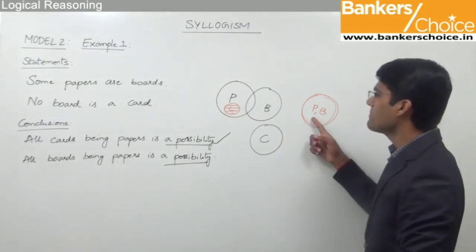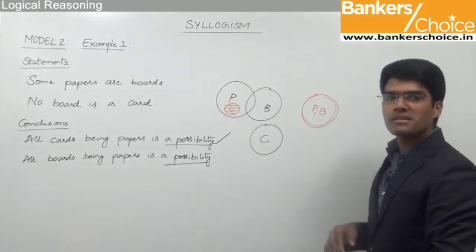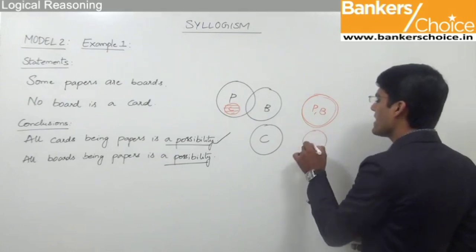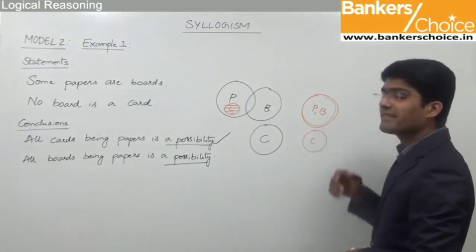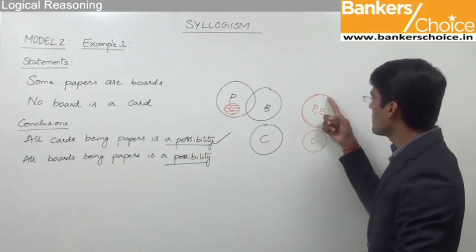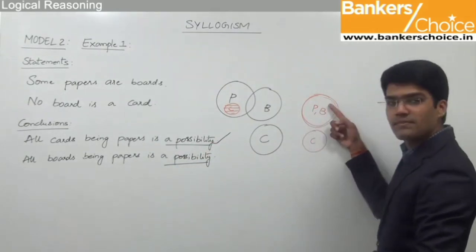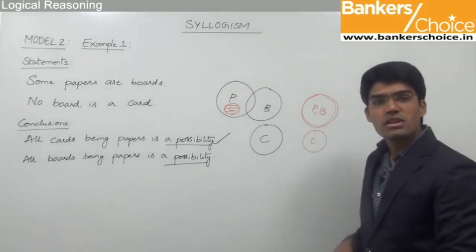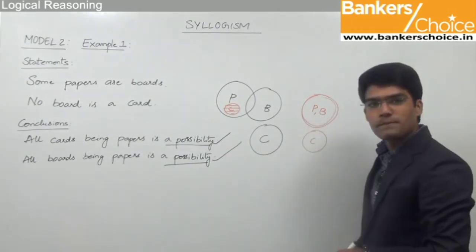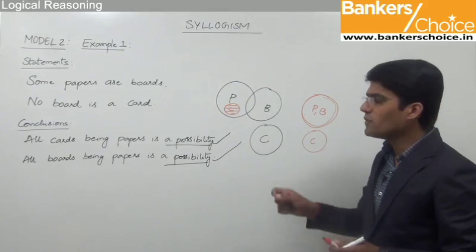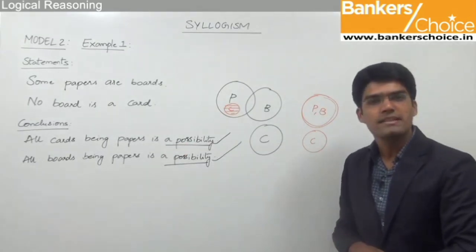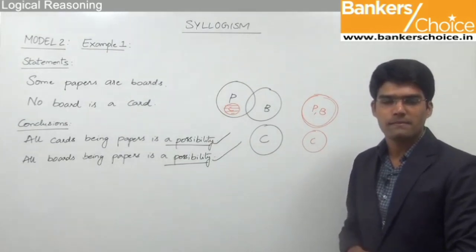So instead of saying some papers are boards, I can say all the papers are boards. And now the second statement is no board is a card. So no board is a card. Now if you try to look at this diagram, we find that all boards being papers is possible. Why? Because all the boards are papers. So we can say that even conclusion number 2 is true because it follows this diagram here. So this is how we just need to find out at least one diagram which can prove that the given possibilities follow the given statements.